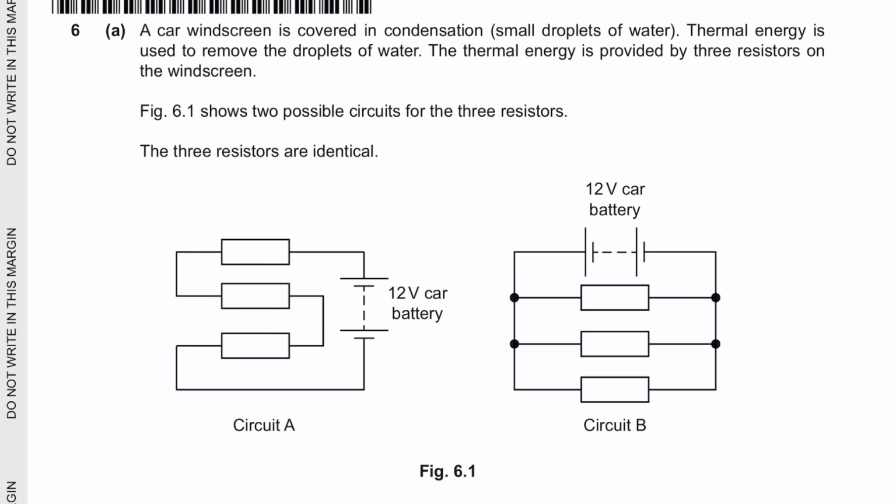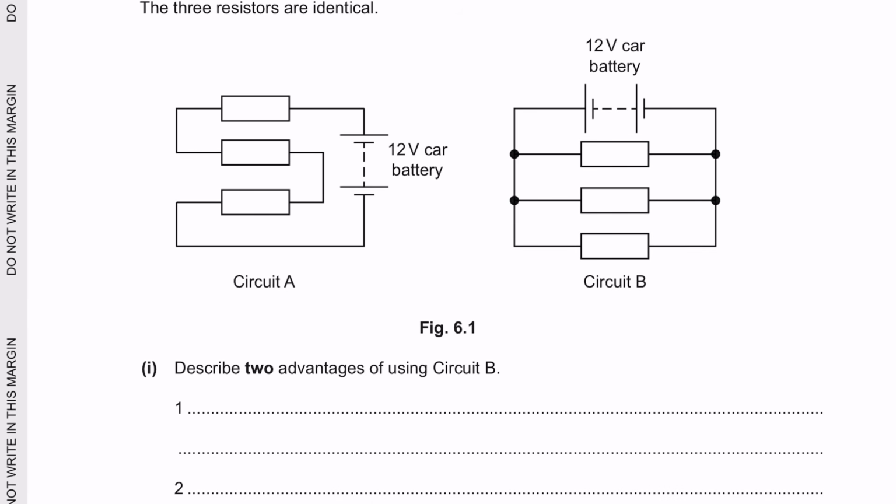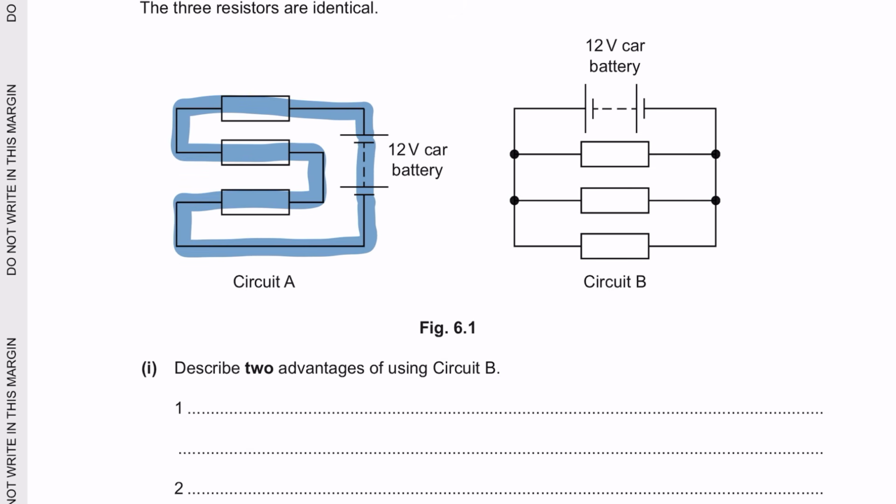Next, question 6, Part A. A car windscreen is covered in condensation. Thermal energy is used to remove the droplets of water. The thermal energy is provided by 3 resistors on the windscreen. Figure 6.1 shows 2 possible circuits for the 3 resistors. The 3 resistors are identical. So let's look at the first diagram. The first diagram here is a series circuit as everything is connected one way. And in the second diagram, we've got a junction that splits in 2 directions. So this will make a parallel circuit.